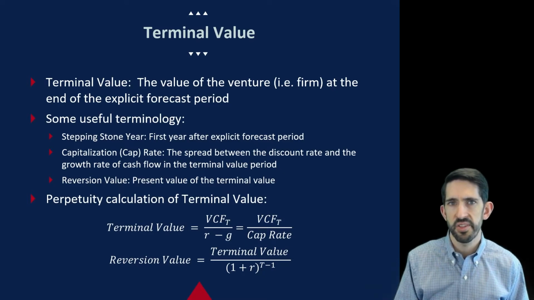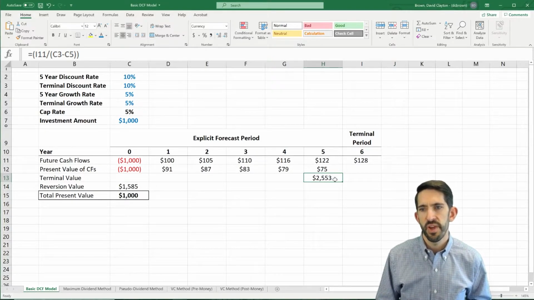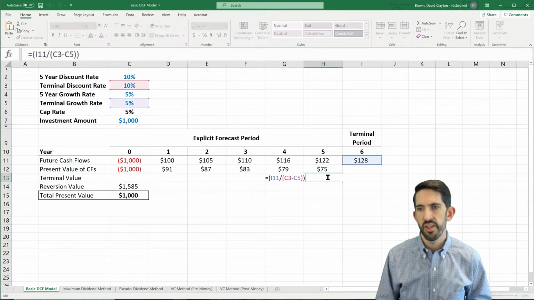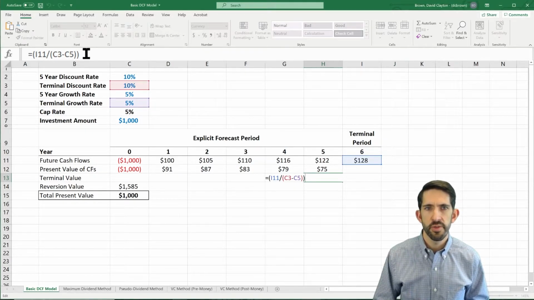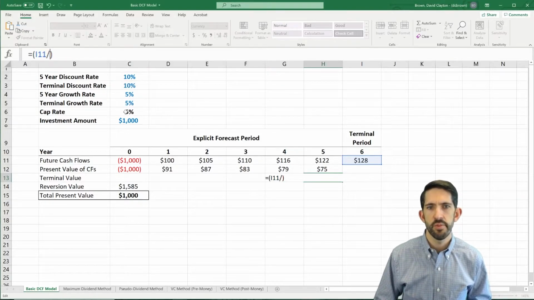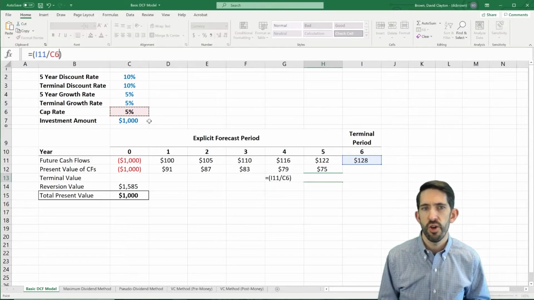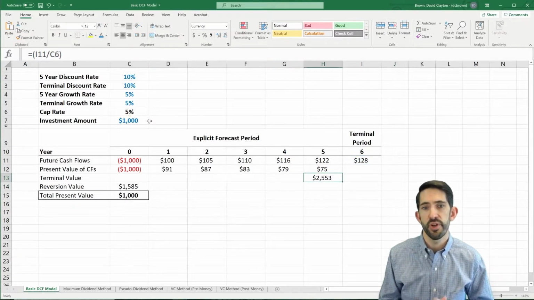All right, let's see what that looks like in our example model. Now you can see I've added in the terminal value here, and the way it's calculated is by taking that last period's cash flow divided by R minus G. Alternatively, we could separate out that R minus G and instead sub in the cap rate. Right? They're really the same thing. The cap rate is R minus G of that terminal growth period.